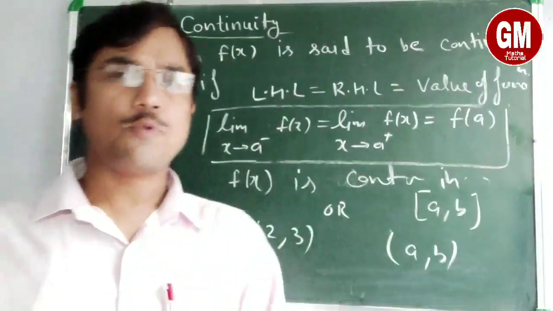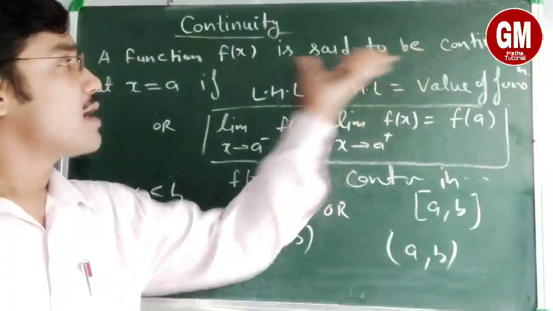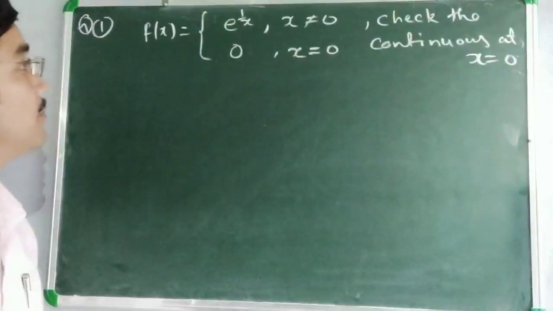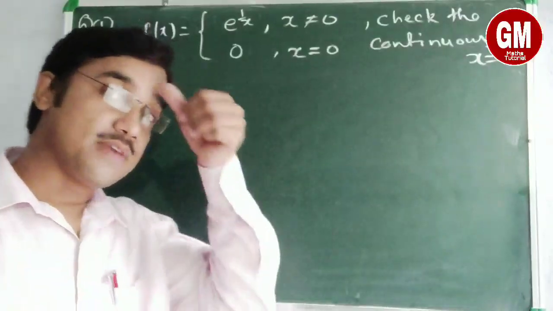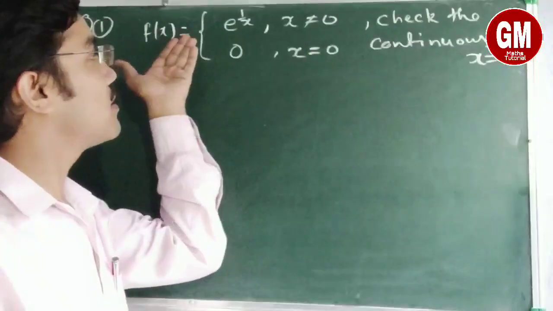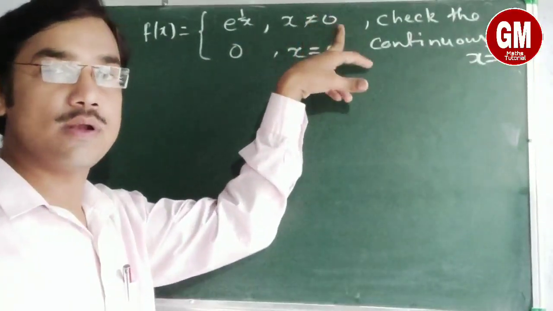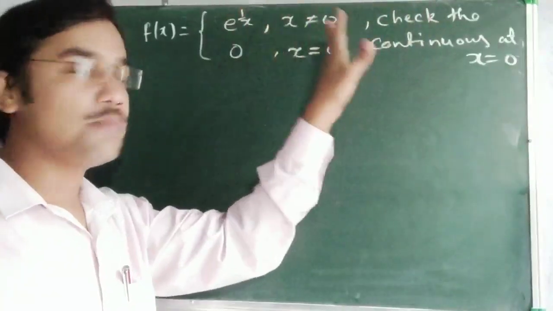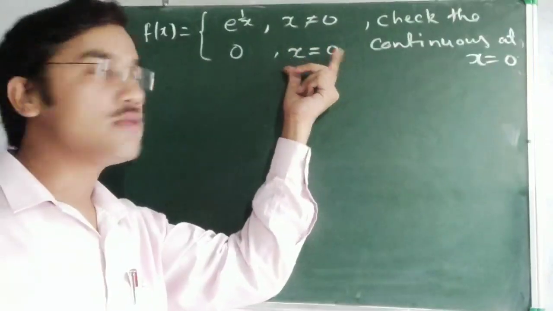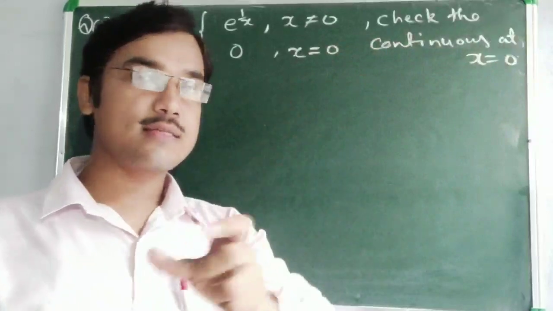Let's discuss some problems related to this. First of all, we check the function's continuity at a particular point. Here I am taking a new problem, the first type of problem. We have to check the continuity of this function, which is defined in two ways: when x is not 0, x may be anything except 0, the value of function is e to the power 1 by x, and when x is 0, it is 0. Check the continuity at the particular point x equal to 0.